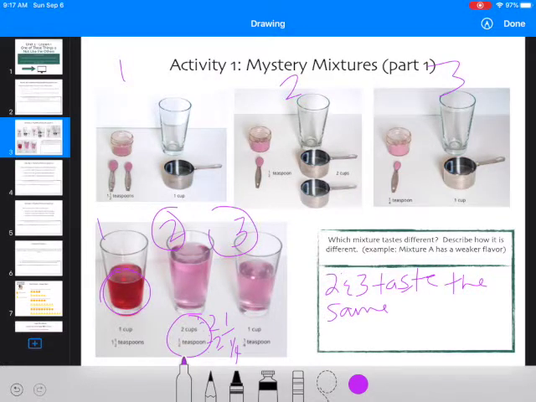I know that mixture 1 is going to have a much stronger flavor because it's got more Kool-Aid mix. It's less watered down. But 2 and 3, even though there's more water and more Kool-Aid in 2 than in 3, when you reduce your recipe and you make them equivalent, they taste the same.